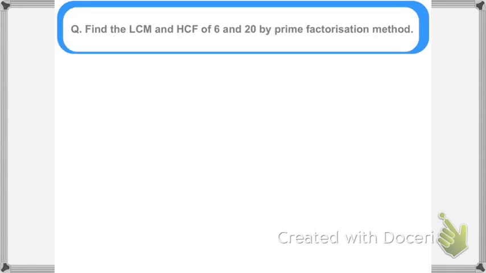Okay, so in our next question, what we need to do? Find the LCM and HCF. You need to find the LCM and HCF of the numbers 6 and 20 by prime factorization method. So the first number is 6 and the second number is 20. We will find the LCM of 6 and 20 once, and the next time we will find out the HCF of 6 and 20.